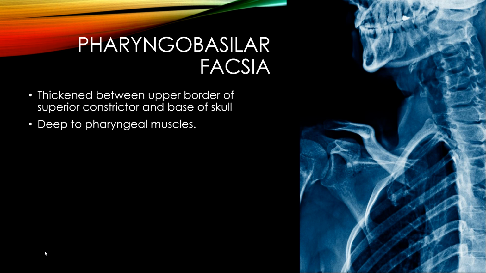Now we are going to see about the pharyngobasilar fascia. This fascia thickens between the upper border of the superior constrictor muscle and the base of the skull, and it lies deep to the pharyngeal muscle.